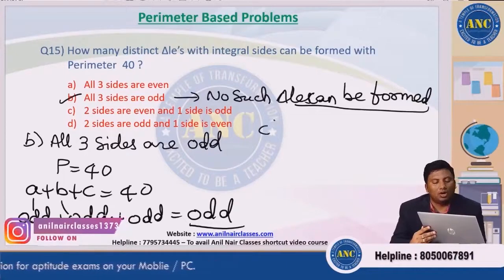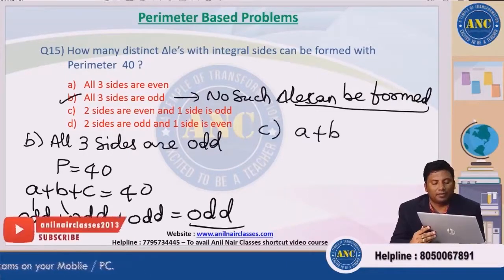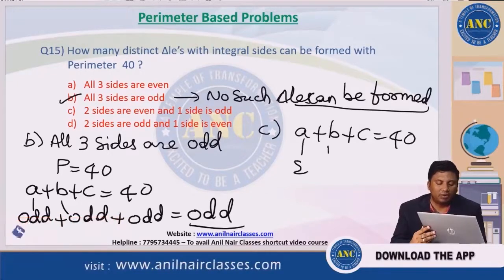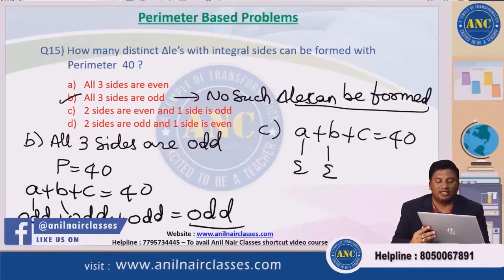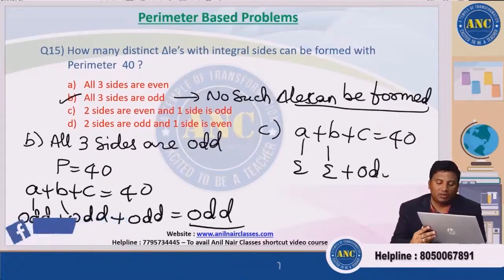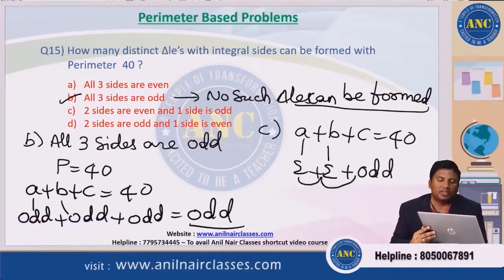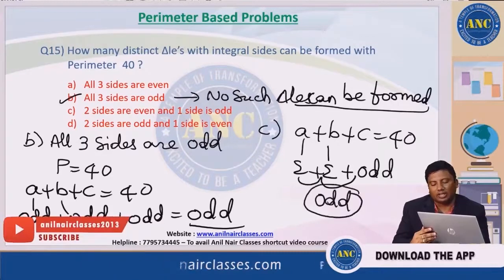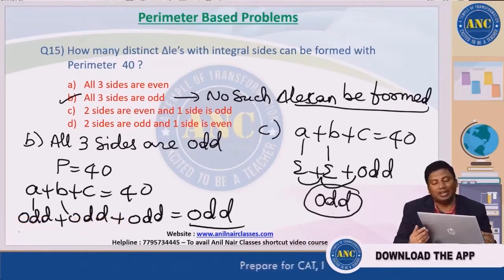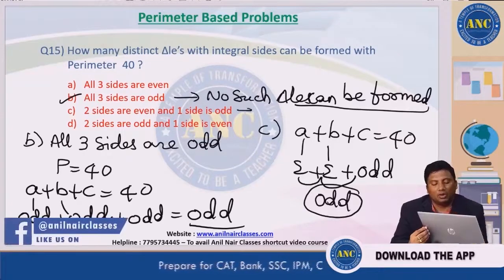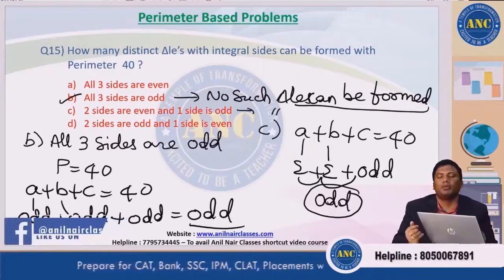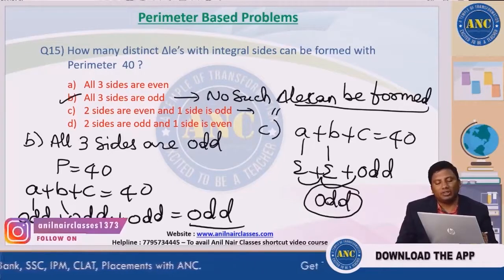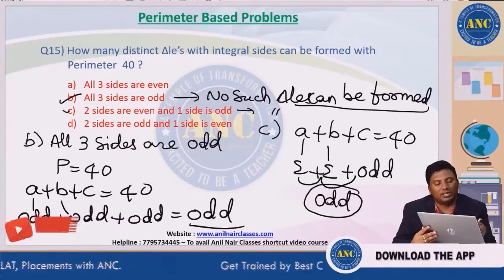Next, suppose two sides are even. A plus B plus C is 40. If two are even, even plus even is even. One side is odd. Even plus even is even, even plus odd is odd. The right hand side should be an odd number, but 40 is an even number. Again, no such triangle can be formed with perimeter 40. I hope it is clear.